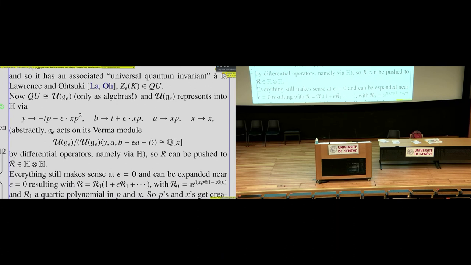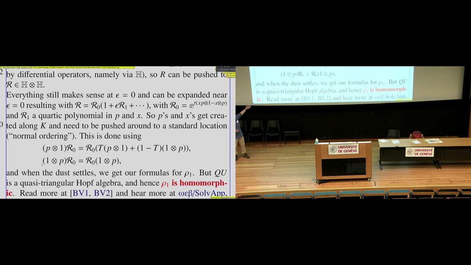And the fortunate thing is that everything still makes sense. So far we've done things related to SL2, but everything still makes sense when you set epsilon equal to zero. And when you set epsilon equal to zero, you can actually expand everything in powers of epsilon, and you get that the R matrix can be written as R0 times (1 plus epsilon R1), where R0 has some explicit formula. And then when you expand the invariant in powers of epsilon, basically this contribution, epsilon times R1, oh, I forgot to say that R1 is a quartic polynomial in P and X.